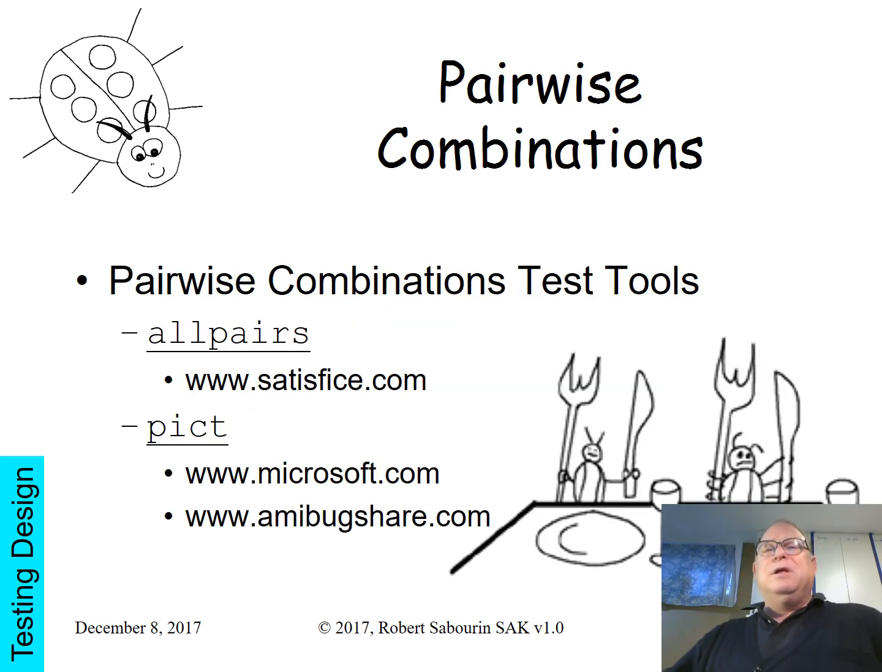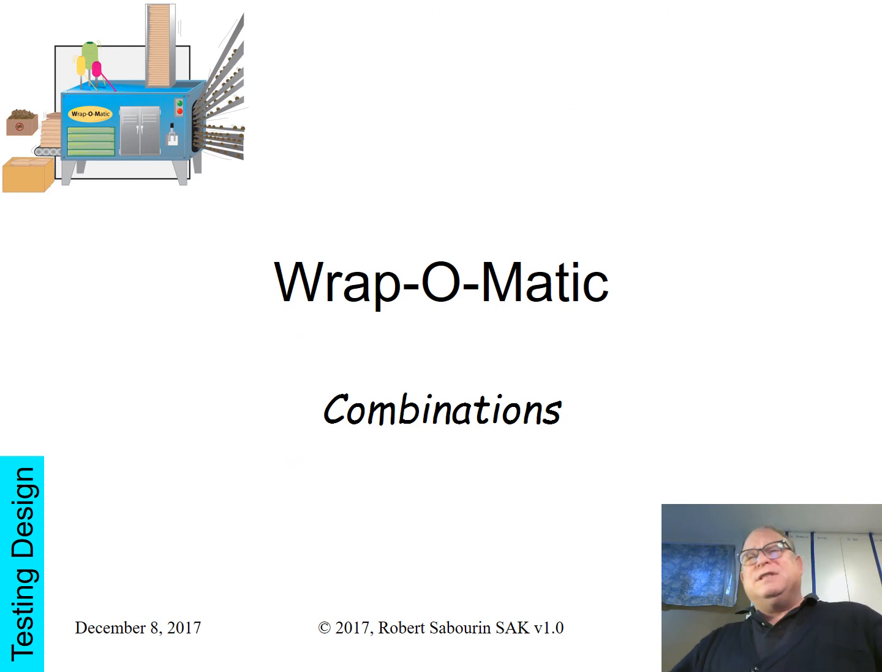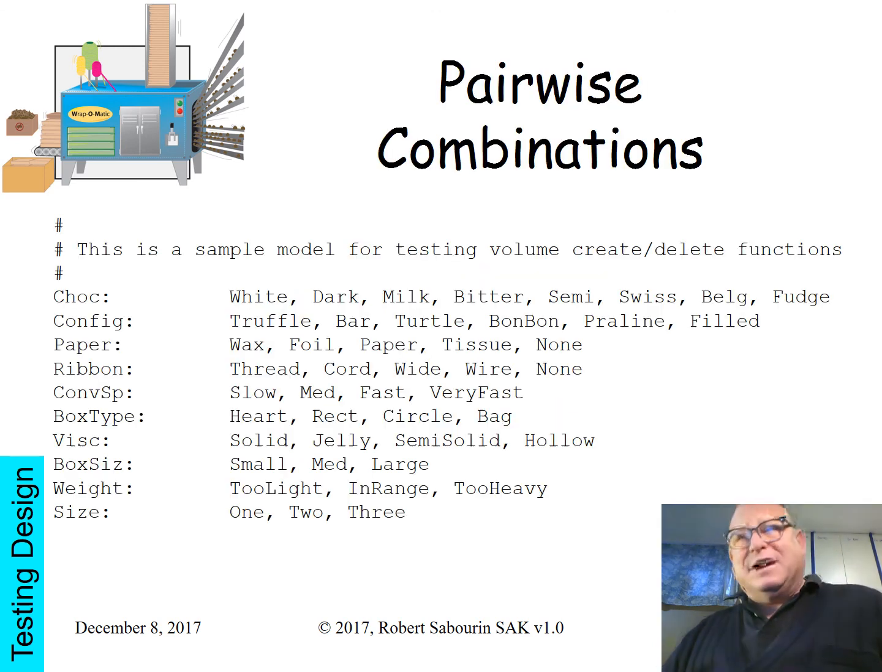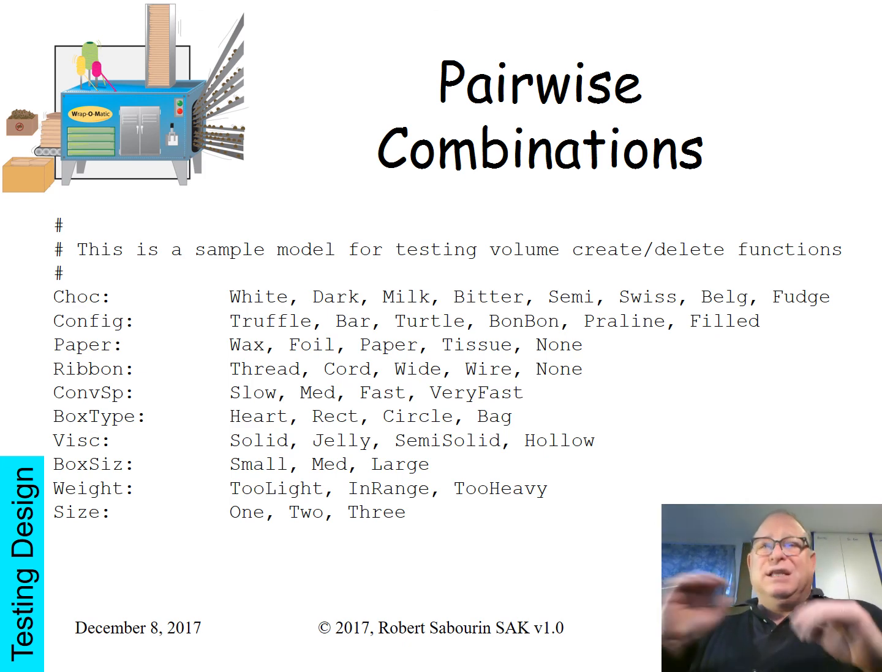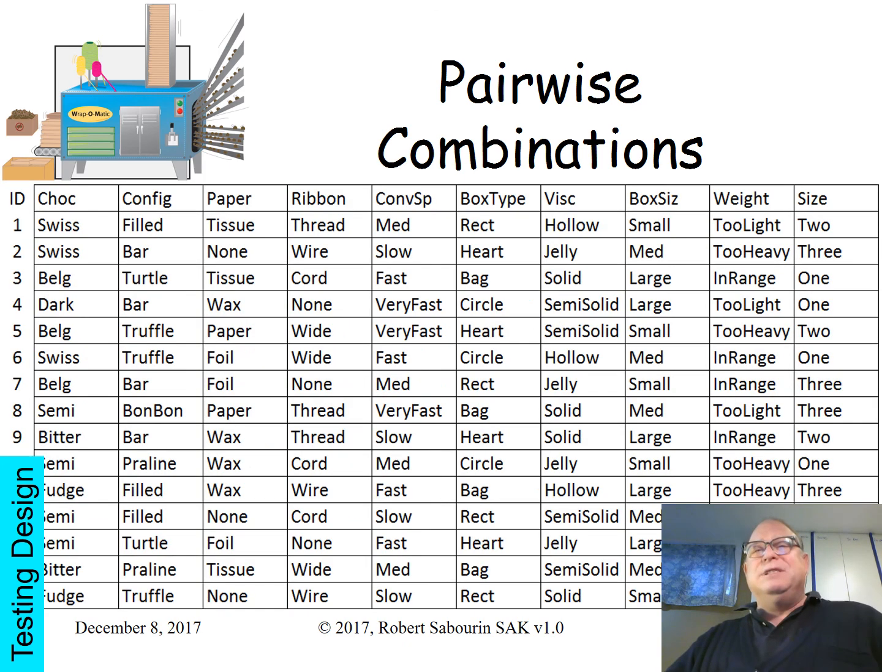There are tools to help us do this, by the way. All-pairs and PICT are available, all free, beautiful tools. Here's an example. Let's say we have a chocolate wrapping device, and we've identified these 10 variables: chocolate type, configuration, paper, ribbon, conveyor speed, box type, viscosity, box size, weight, and size. If I wanted a pairwise complete set, I would use a tool like PICT, give it this input, and then see what the outcome is.